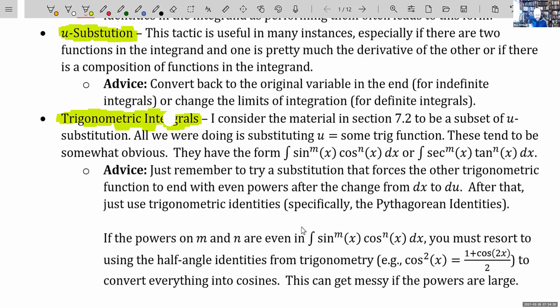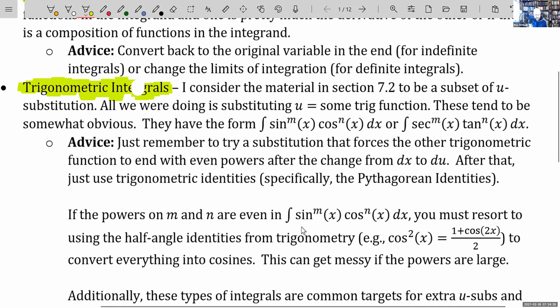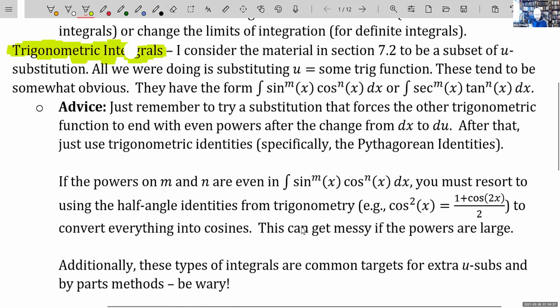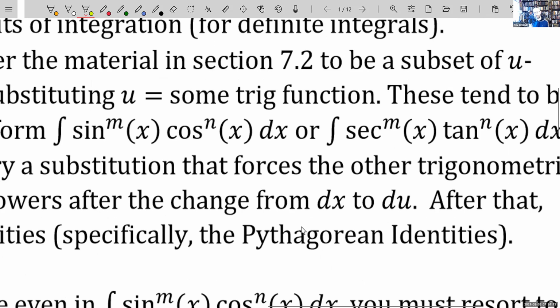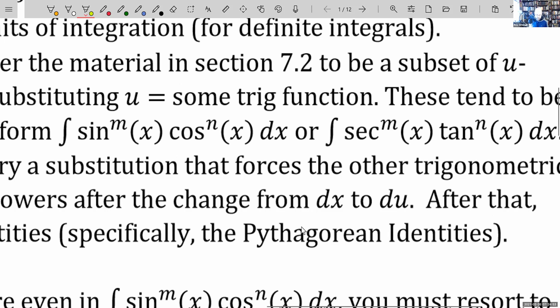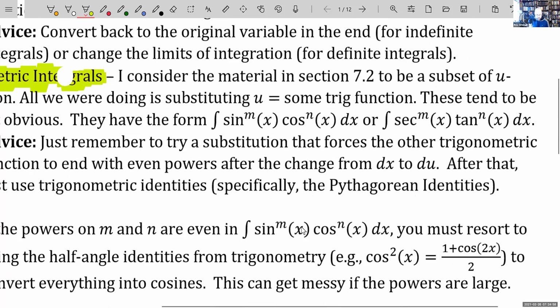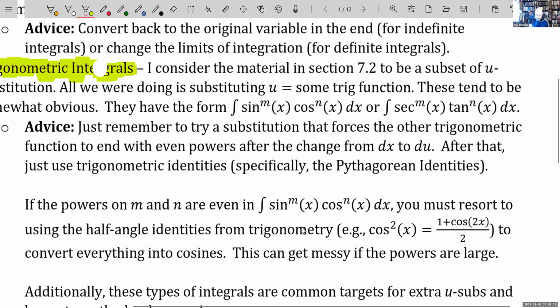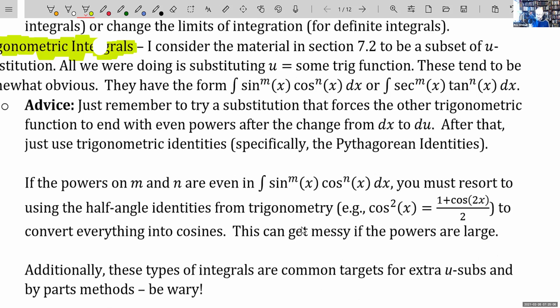And all we're doing is just letting U equal some trig function. These tend to be somewhat obvious. They have the form of sine raised to the nth power times cosine raised to the nth power, or secant to the nth times tangent to the nth. Just letting you know, if it's secant tangent, when I say that, I really am also saying cosecant cotangent. So just letting you know there's a sister function to that. Anyhow, the advice here is just remember to try a substitution that forces the other trigonometric function to end with even powers after the change from dx to du.